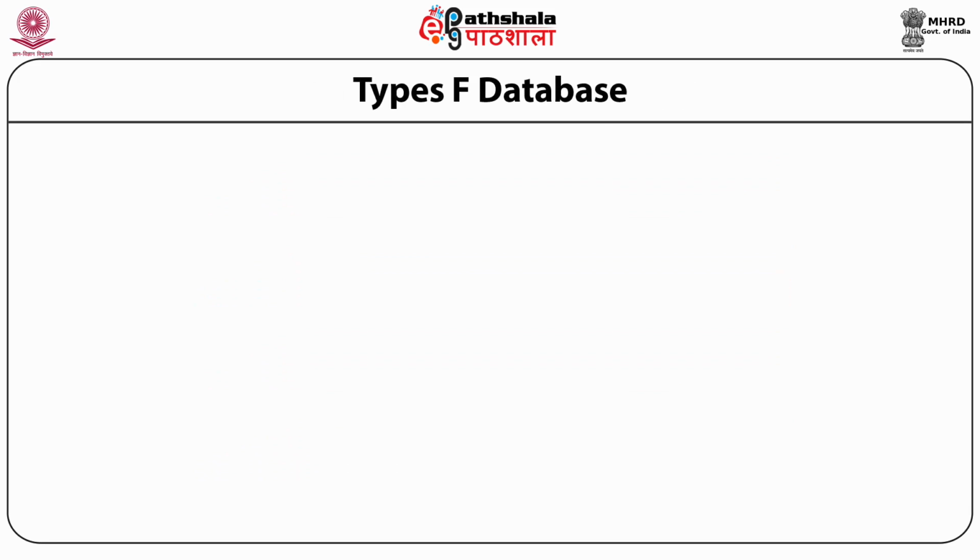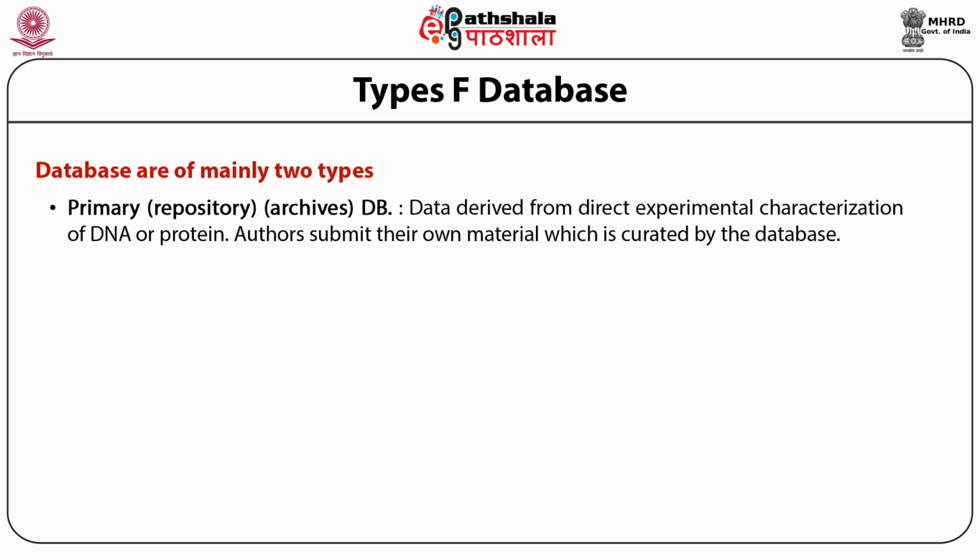We discuss the types of databases. Databases are mainly of two types. One is the primary database and one is the secondary database. The primary database is actually a repository or archive of data. It contains data derived from direct experimental sources such as DNA sequencing or protein characterization, and authors submit their own material, which is curated by the database.